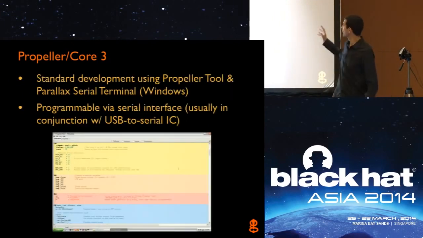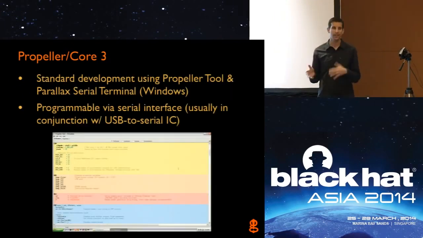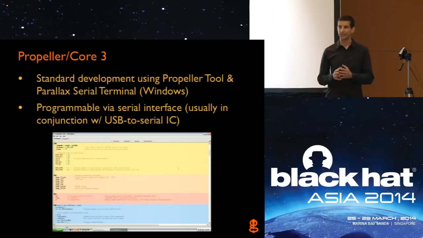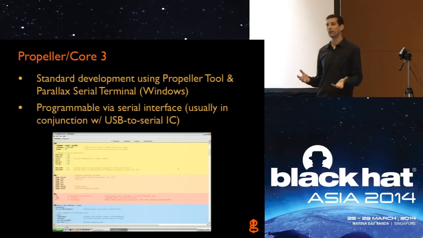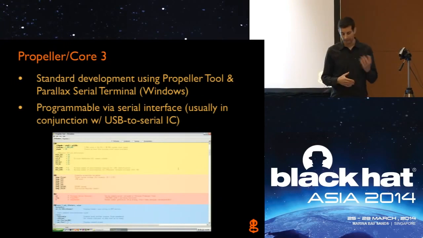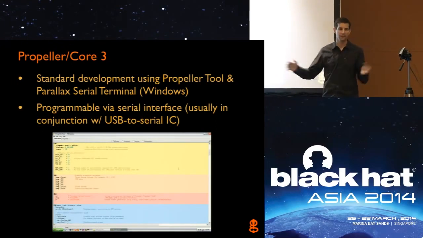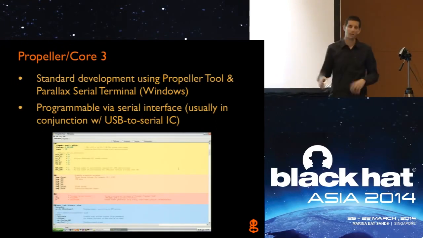So the standard development is done with a tool called the Propeller Tool, which actually is in the Black Hat materials on the DVD. So if you want to load that up and kind of play with it and load the source code in, you can. Right now that is Windows only. So I mentioned that they are doing a cross-platform version for C, but they're also creating a cross-platform tool that will let you write Spin on things other than Windows. But for now, it's all Windows-based.